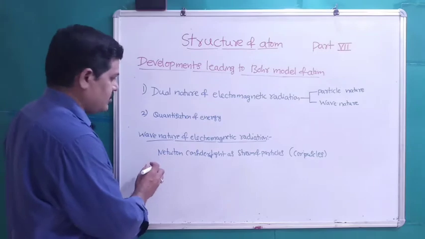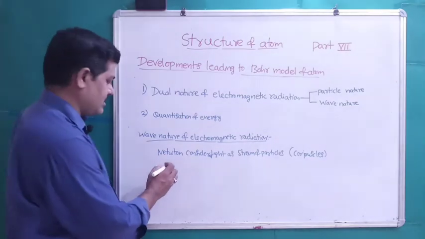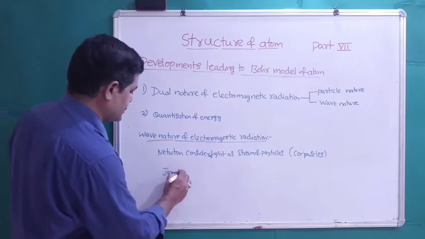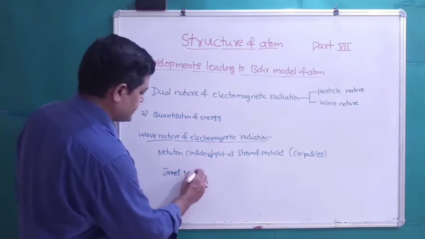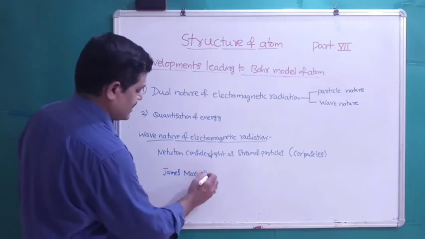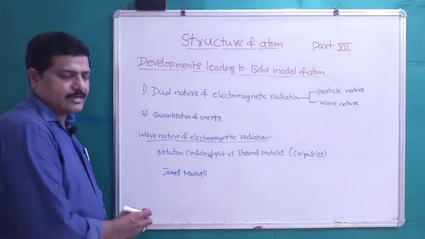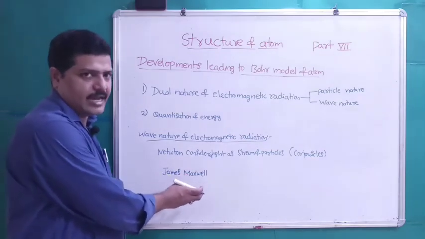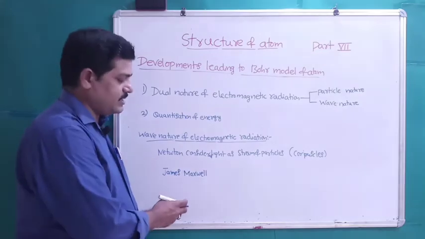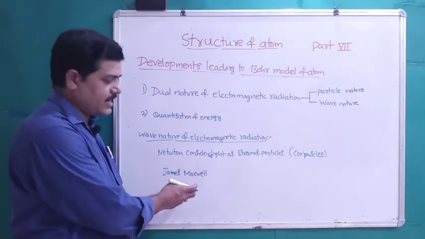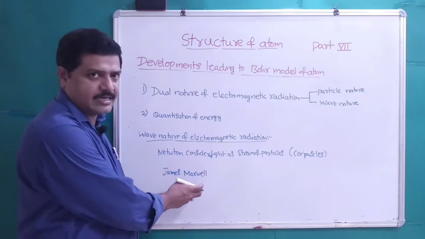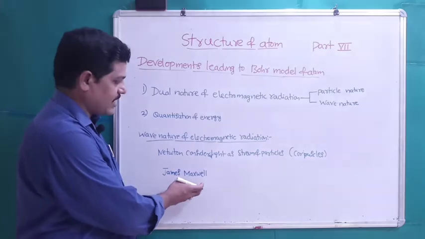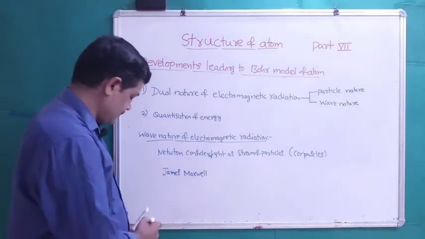Then the electromagnetic radiation has been explained by James Maxwell. He explained about the electromagnetic radiation. According to Maxwell, any electromagnetic radiation is a wave, an electromagnetic wave. When it is traveling through the vacuum, it will create both electric as well as magnetic fields. Now let us discuss the wave nature of electromagnetic radiation clearly, right.